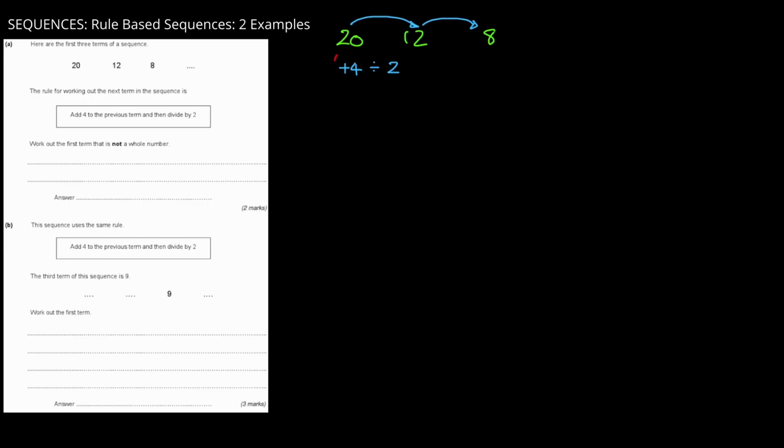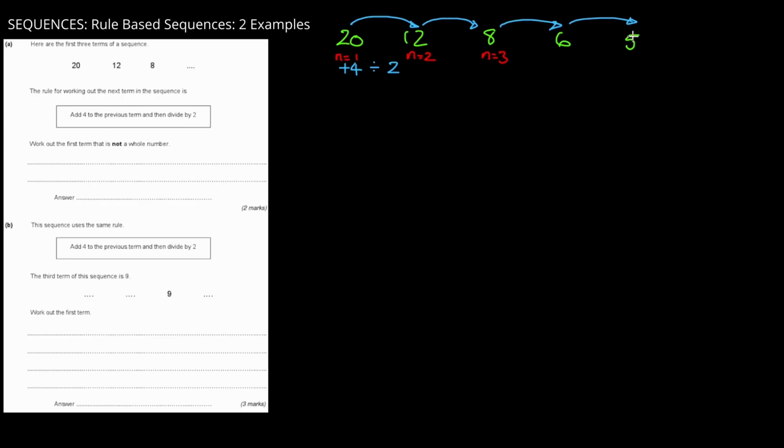So let's number these terms. This is n equals 1. What's the next term going to be? Well, we're going to add 4, which is 12, and we're going to create a value of 6. And what about the next term? We're going to add 4, 10, and divide by 2, 5.